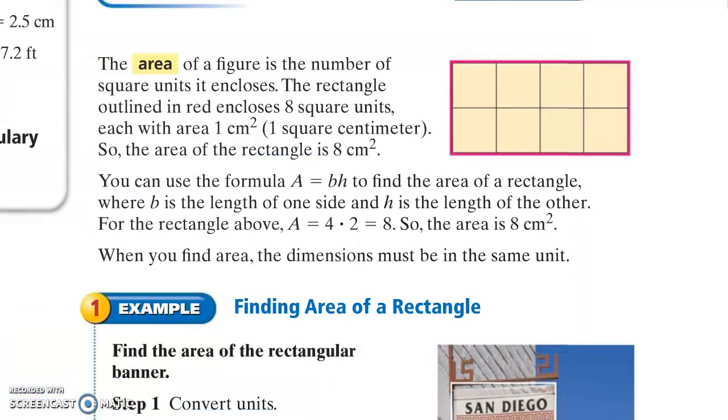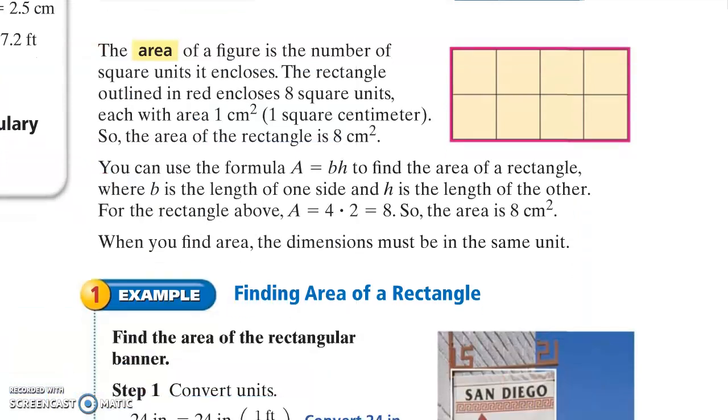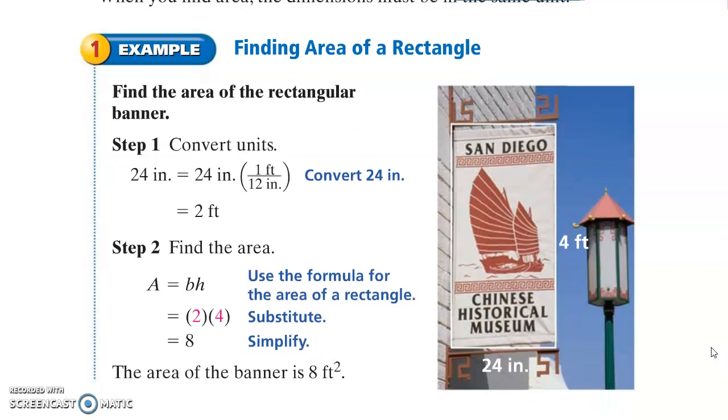That's comforting to know. Alright, so let's look at the example that the book gives us. Find the area of a rectangular banner. Notice they want us to figure out the area of this banner, where it's 24 inches on the base and 4 feet on the height. The issue is that they're two different units. I can easily multiply two numbers, but when multiplying units together, they have to be the same units in order for it to work. So I have two options. I can either convert them both to feet or both to inches.